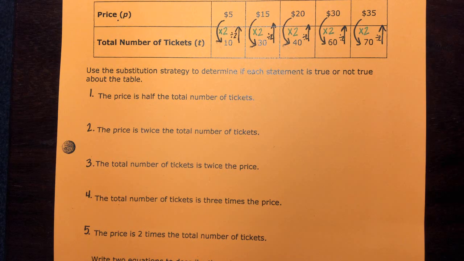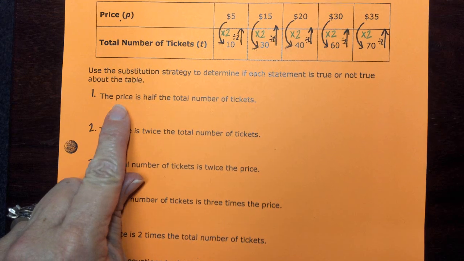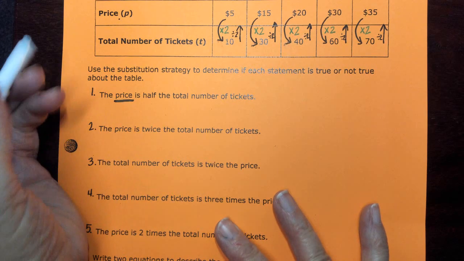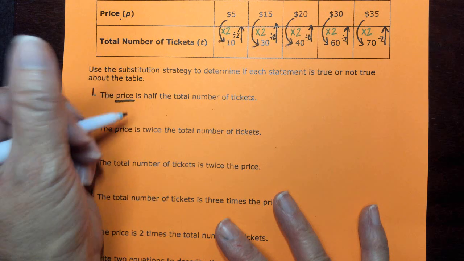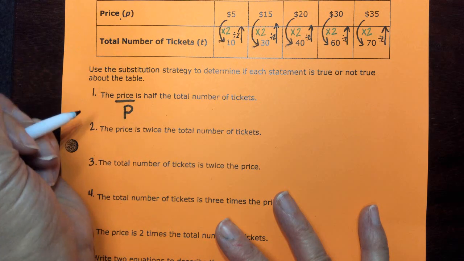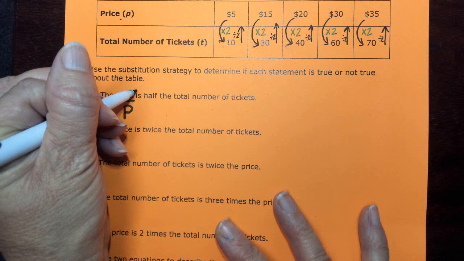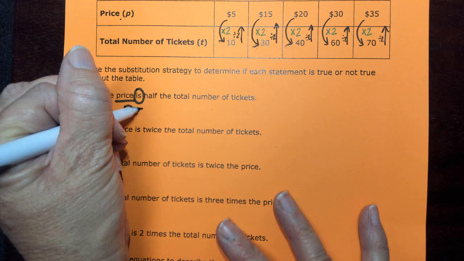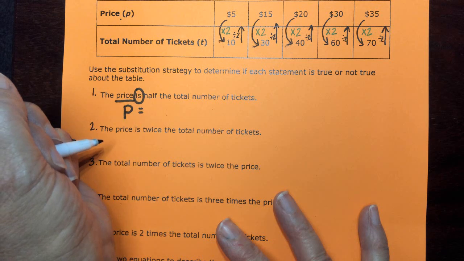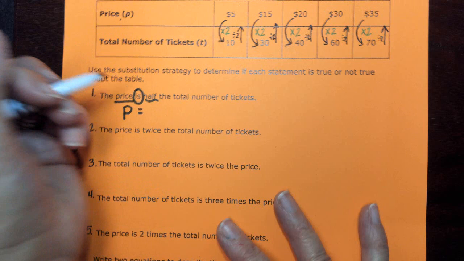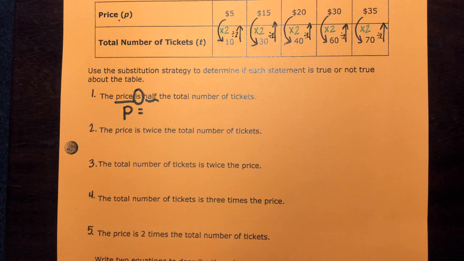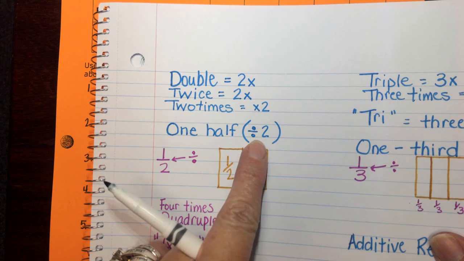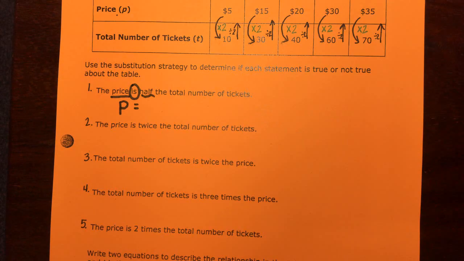Let's get started. When I look at number 1, it says the price. So I'm going to start by underlining the price. When I see the price, I'm going to think about the variable P. Anytime I see the word is, I'm going to circle it, and I'm going to replace it with an equal sign. There's the word half, and we know half from our notes from yesterday. So if I refer back to my notes, I know half means divide by 2. So I'm going to plug that in.